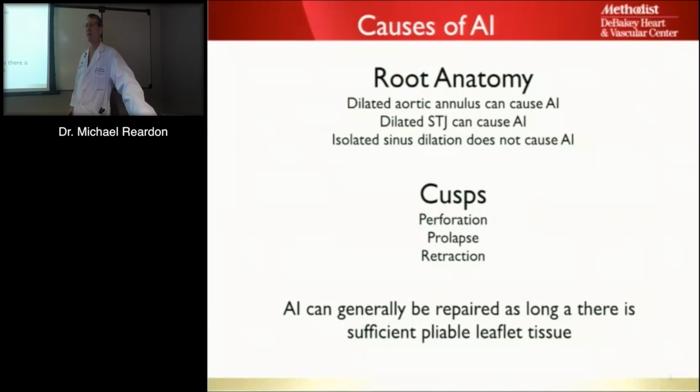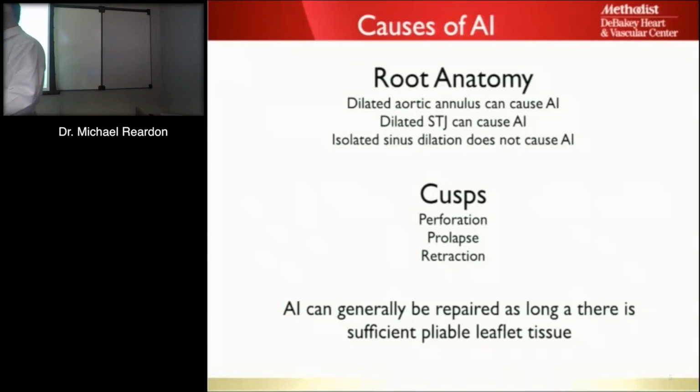What causes AI out of those 3? If you dilate the sinotubular junction, can you get AI? No? Okay, in the Jeff world, no. How about the annulus? If you dilate the annulus, can you get AI? Okay, everybody agrees with that. How about the sinus of Valsalva? If it dilates, can you get AI? Well, come on, you've got to talk loud. No. So you're kind of right.